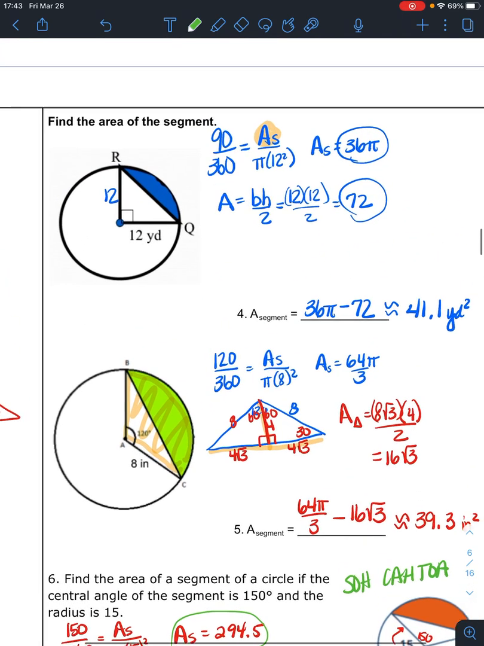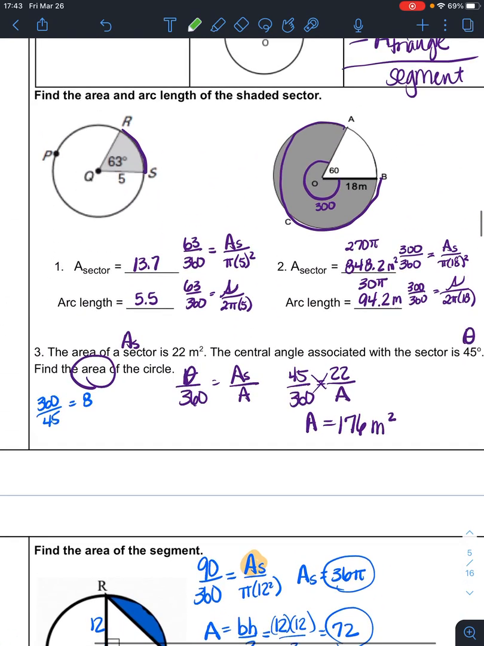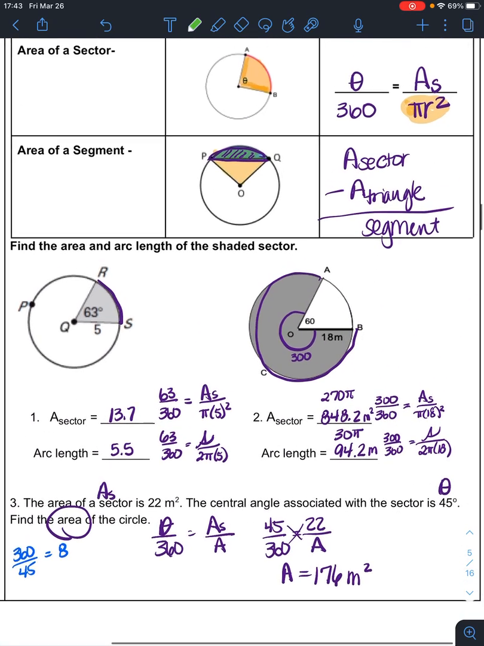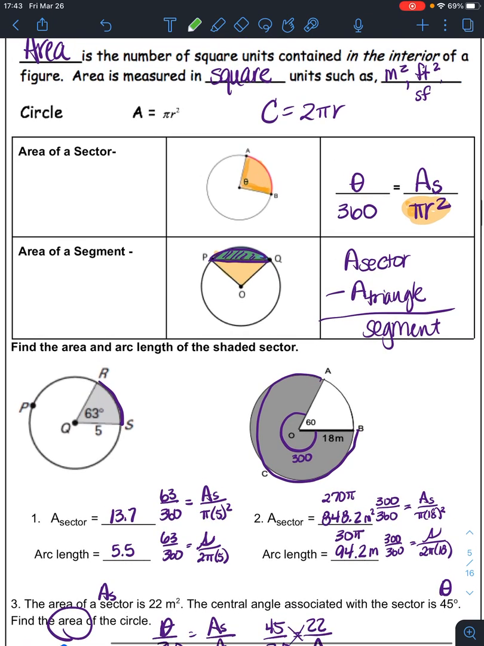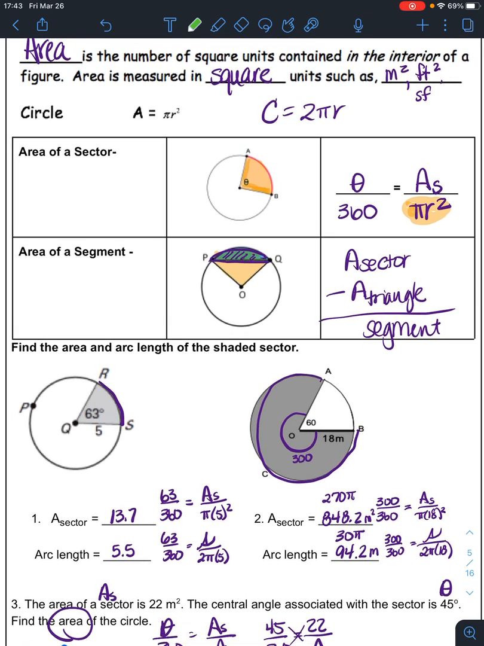So in order to find a segment, we take the sector and subtract the triangle, which may mean we need to recall some things about our special rights and trig. And then to find the area of the sector in the first place, it's a portion of the original.